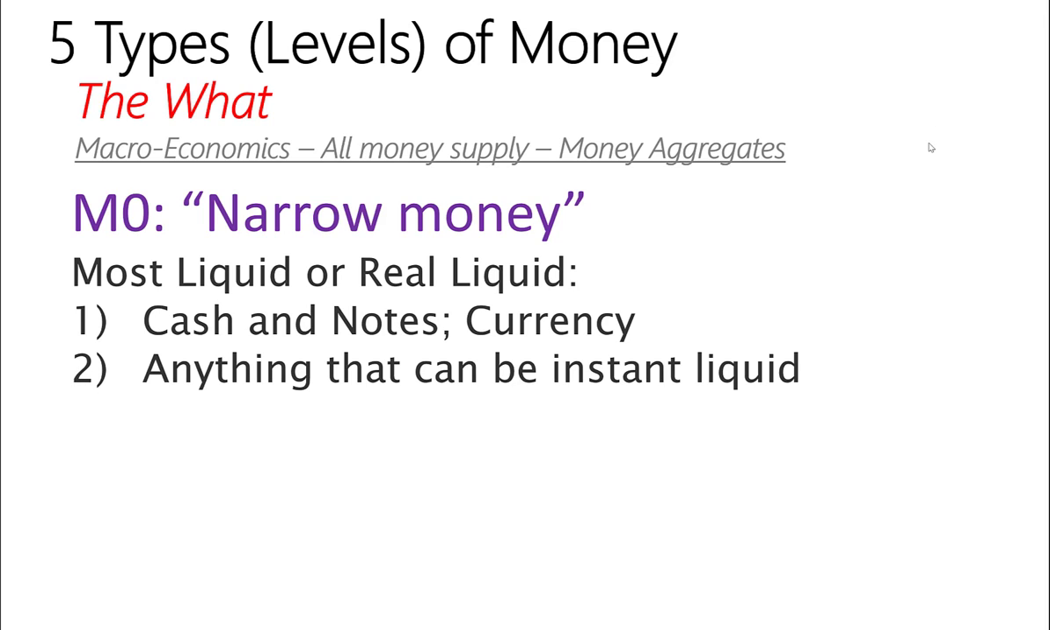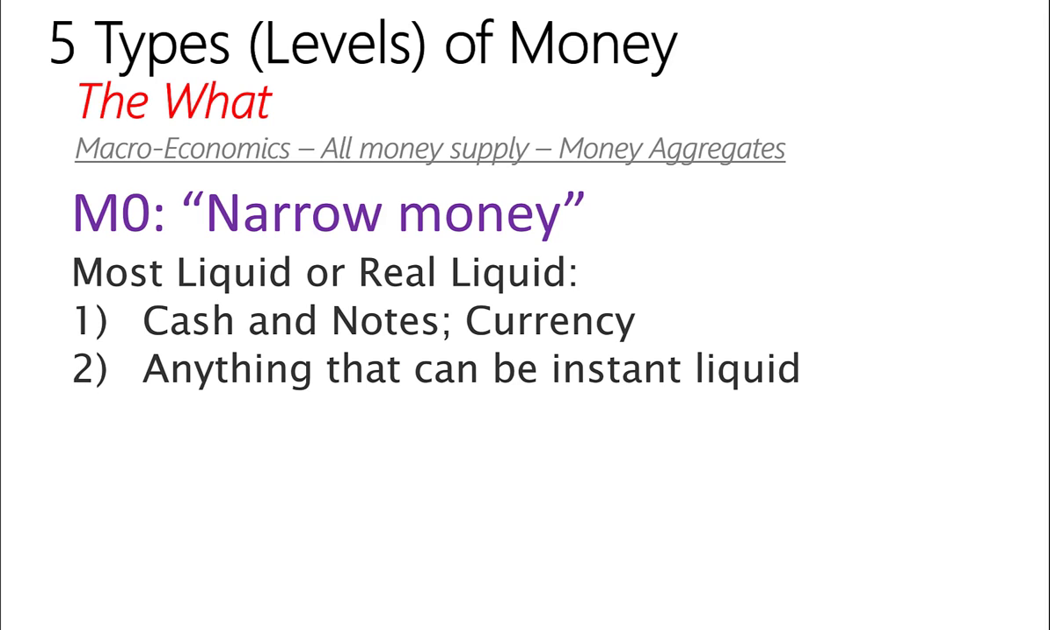So M0 is literally cash and bills and notes and anything that's currency-like. Anything that can be instantly liquid. This falls in line with M0 being the most liquid. But for all practical purposes, it's going to be cash and notes that are physically out in the economy.